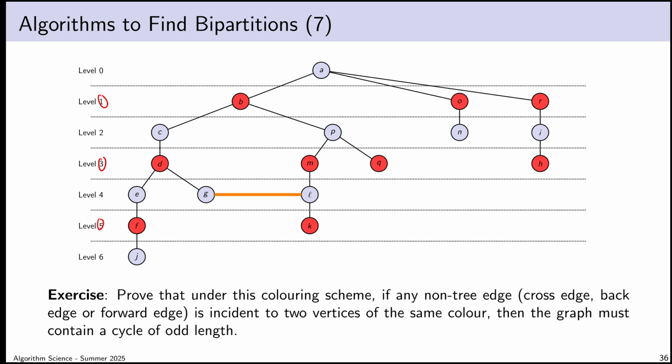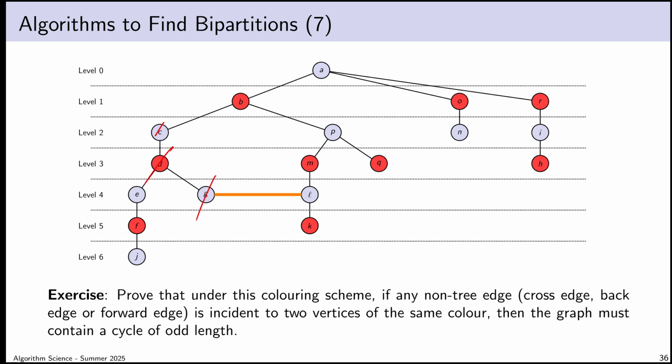Okay, what I mean by that is that the only time you can break your coloring is with a non-tree edge. So if any non-tree edge happens to connect two vertices of the same color, then the graph must contain a cycle of odd length. I will observe that for this non-tree edge, that is definitely true. If I walk all the way around this cycle here, and then back across my non-tree edge, I will discover that I have walked around a cycle of odd length.